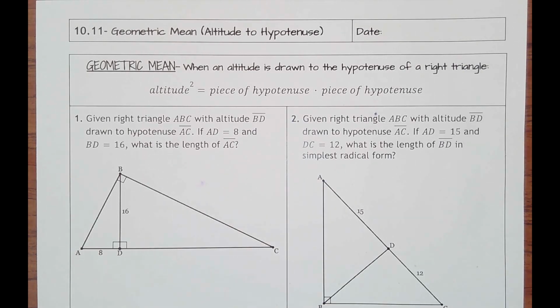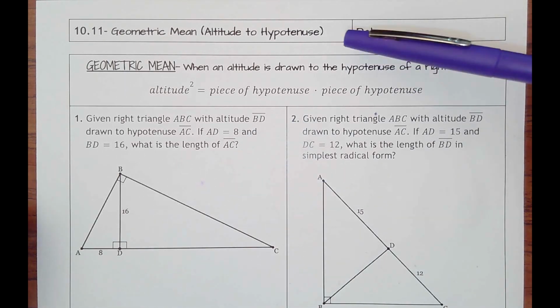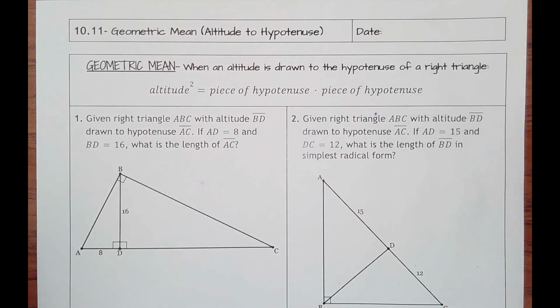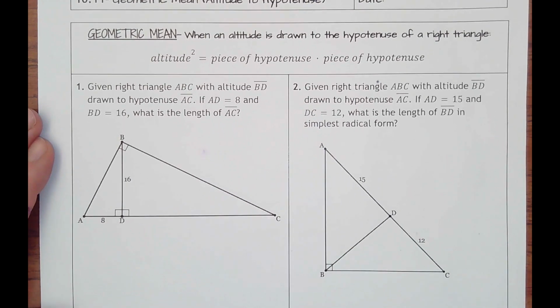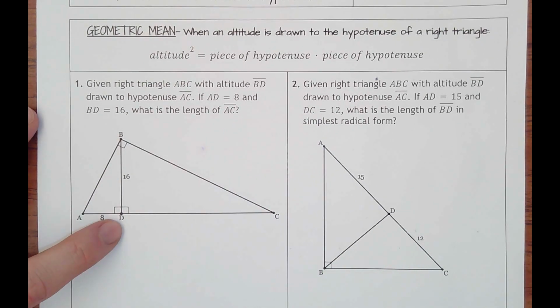Lesson 10.11, geometric mean. This is again like 10.10 where you have an altitude drawn to a hypotenuse in a big triangle. Geometric mean is really just finding an average. Mean means average, and what you're doing is square rooting a product of something. But basically what this will show you is that there's a quicker way if you can remember this little formula.